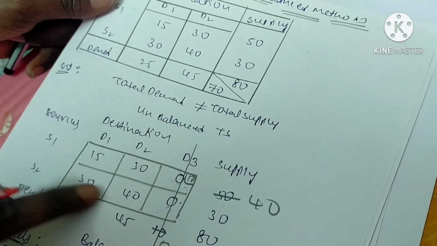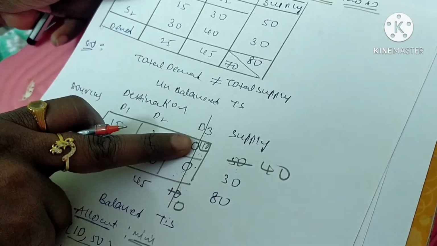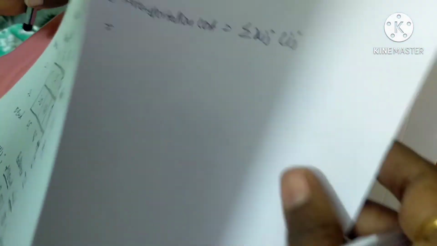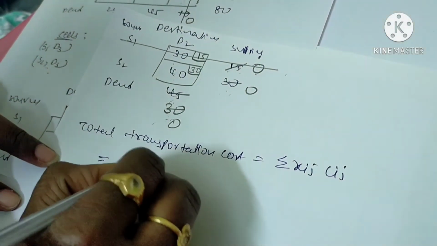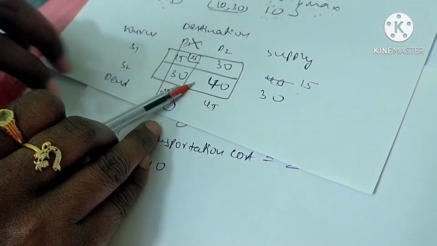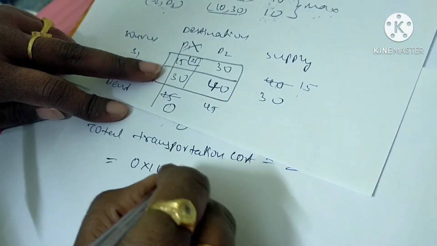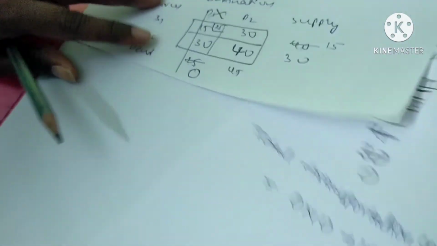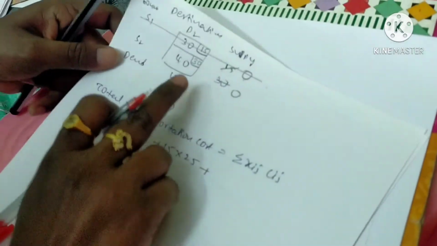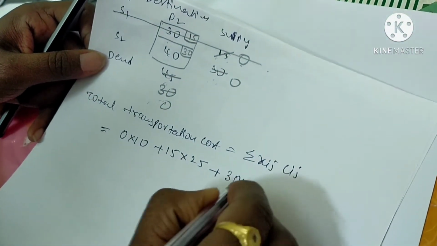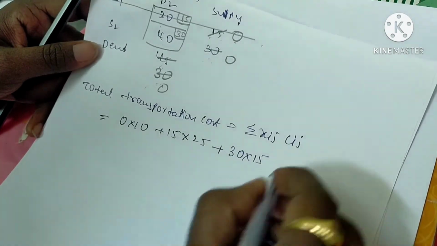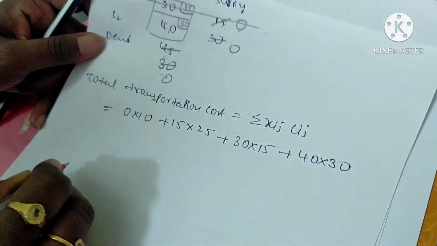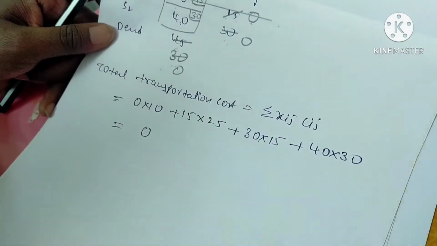Where we see the first matrix, here we are allocating where? 0. At the place of 0 we are allocating 10. Okay, 0 into 10. Next here we are allocating at the place of 15 we are allocating 25. 15 into 25 plus. Next at the place of 13 we are allocating 15. 13 into 15 plus. Here we are allocating 40 into 30. Okay, here we got 0.